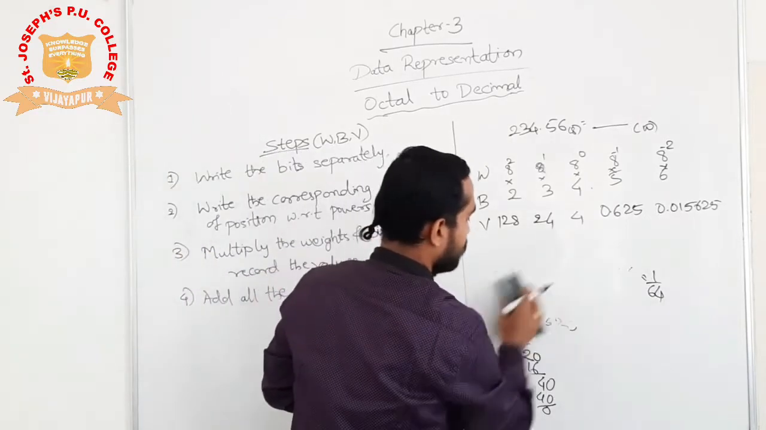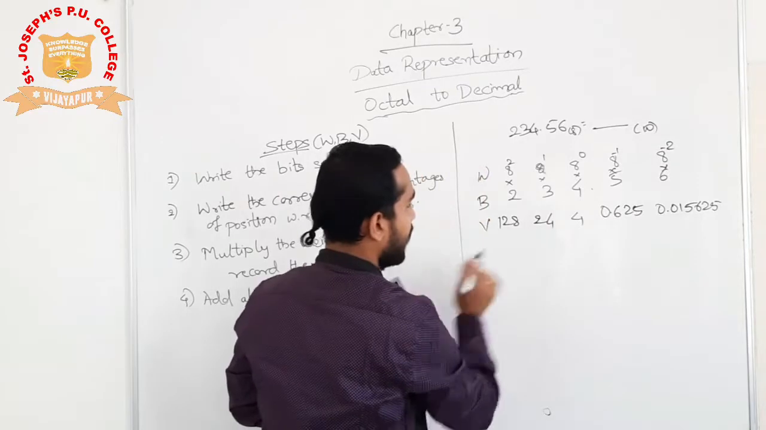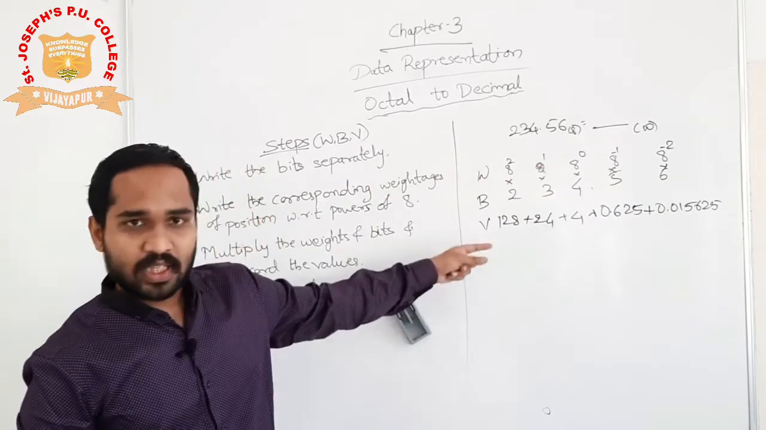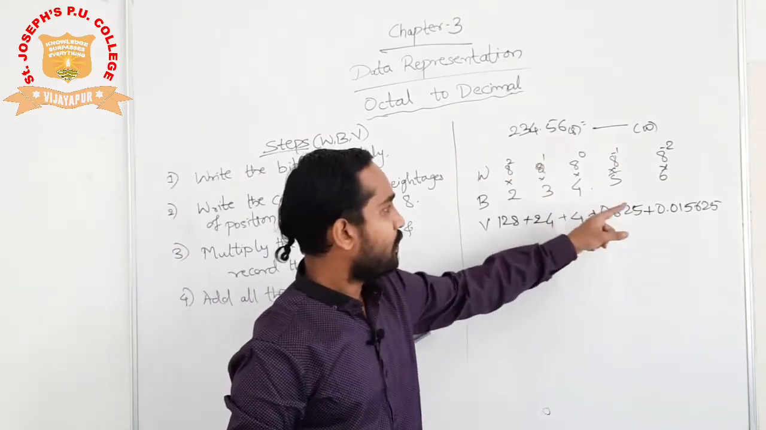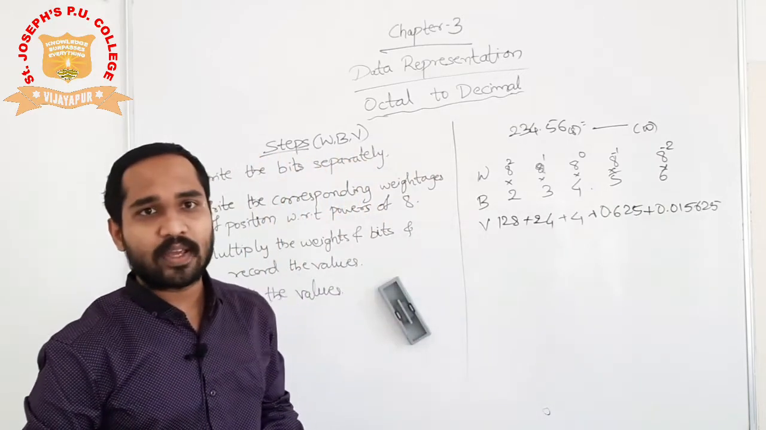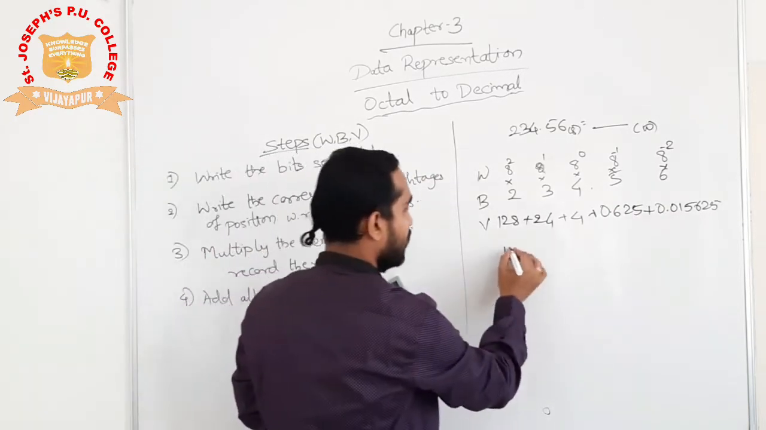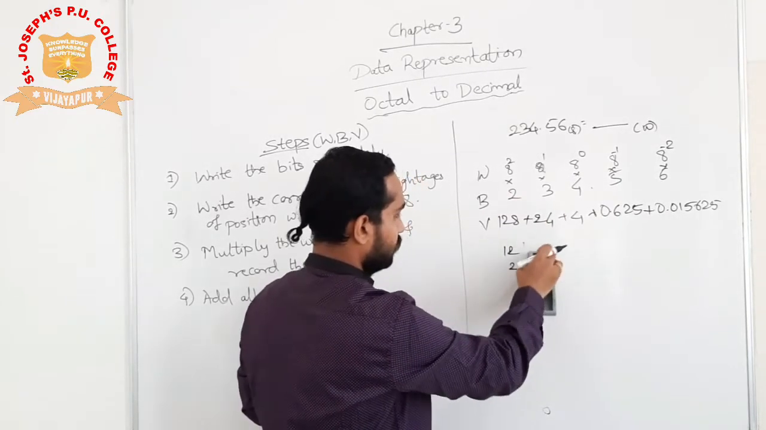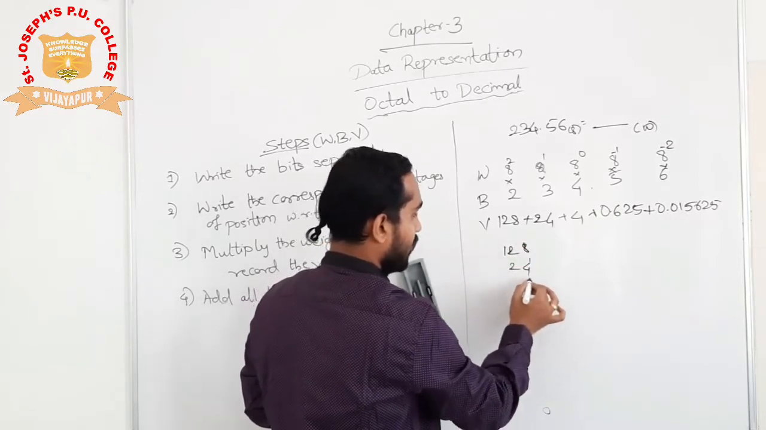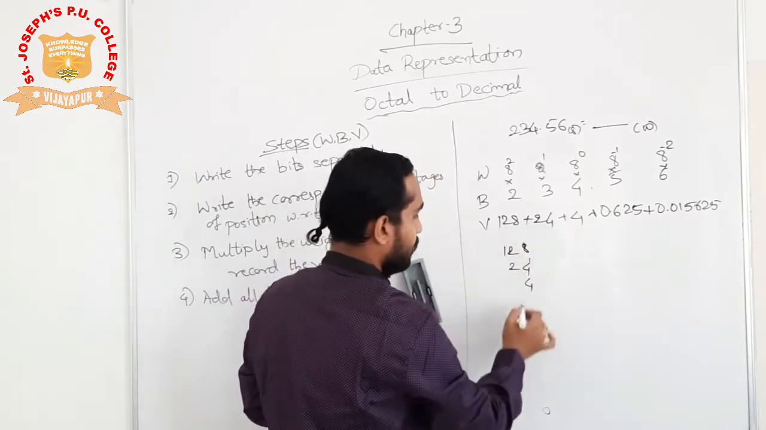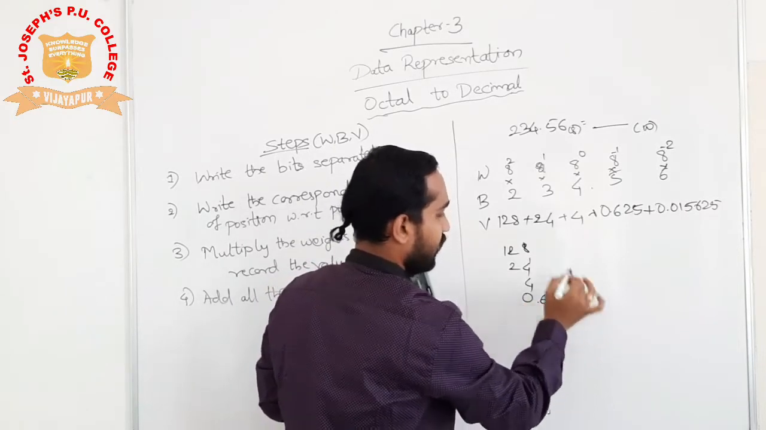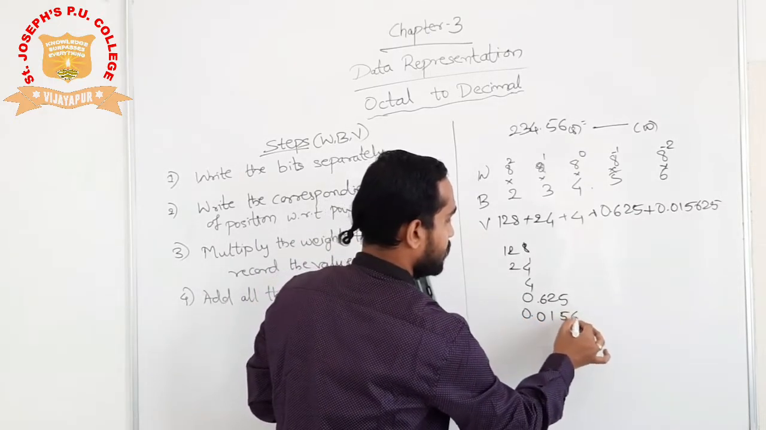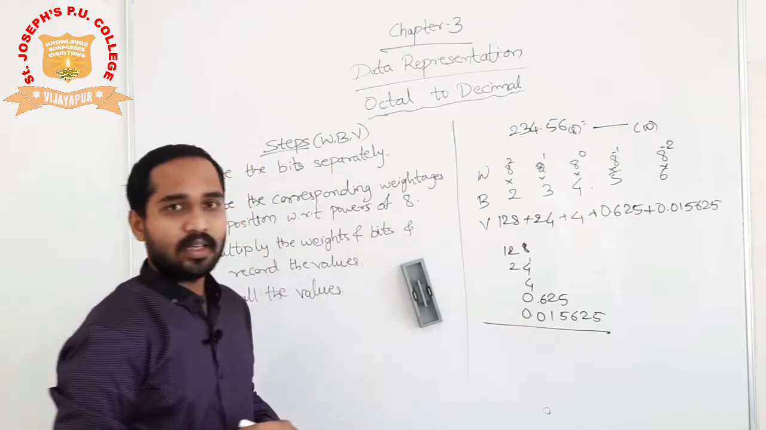Next, what's the last step? Add all the values. You have got all these values, and you have to add them: 128 plus 24 plus 4 plus 0.625 plus 0.015625. Shall we add it? 128, then 24, then 4, then 0.625, then 0.015625. This is the thing.